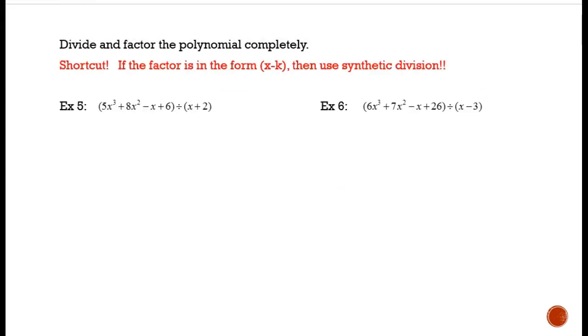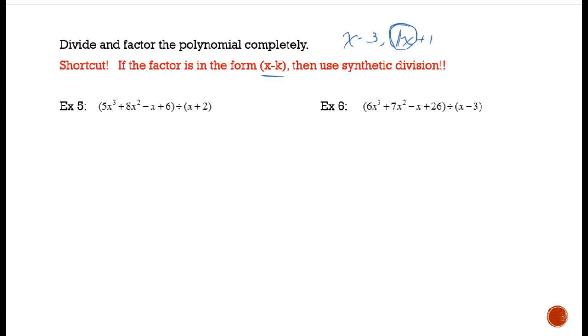All right, so now we're going to do synthetic division. It's the same idea, but it's a major shortcut. Now, synthetic division only works if the factor is in the form of x minus k, like x minus 3 or x plus 1. The idea is that this x value is linear. It's x to the first power. As long as it's 1x to the first power, then we are good to use synthetic division. All right, so let me show you what that means.